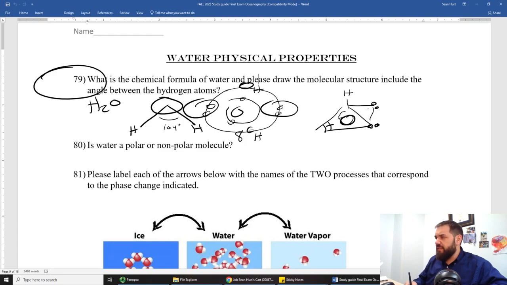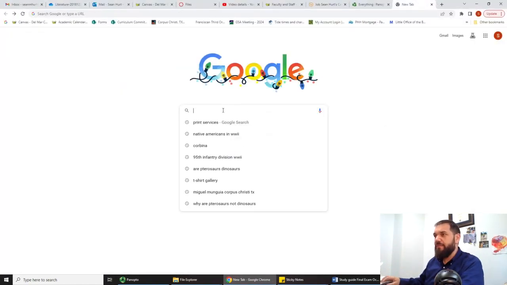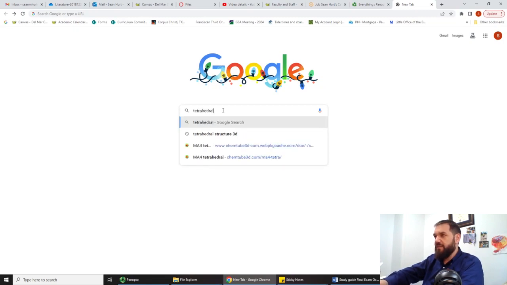So you'll notice that this angle right here between the 2 hydrogens is not 90 degrees. I'm sorry if it looks 90 degrees. It's not supposed to be 90 degrees, but it is 104 degrees. We're pretty close to 90 degrees, but it's actually 104 degrees. So if I were to show you this, let me just type in really quick here. Let's see. I want to look up tetrahedral structure. You'll see how this is kind of oriented. Here we go, like this.